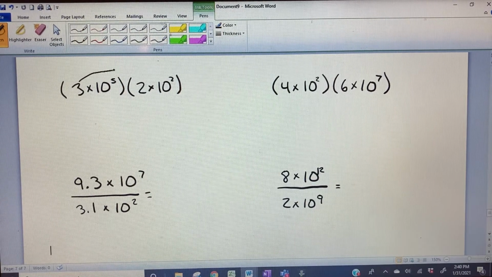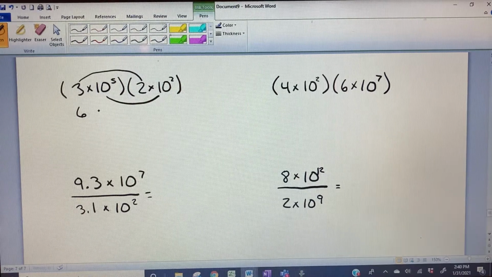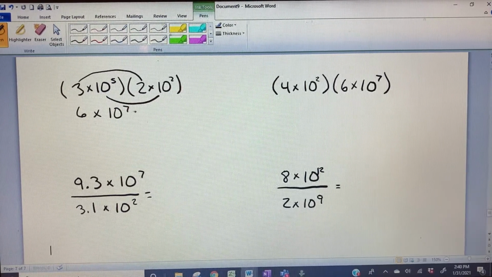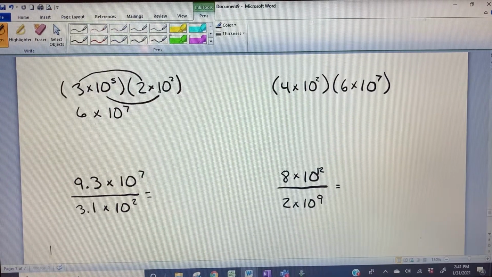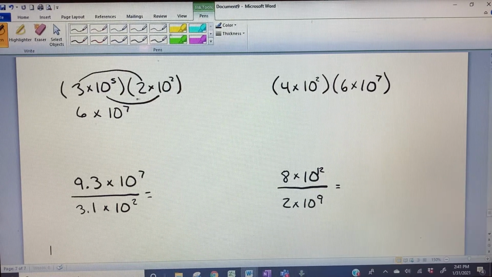So I have 3 times 2. That's 6. And then I have 10 to the 5th times 10 to the 2nd. If you remember with exponents, when you have the same base or number in front of your exponents, all we do is add the exponents. So again, you multiply your regular numbers together, and for the part that has the exponent, you make sure that you add the exponents.